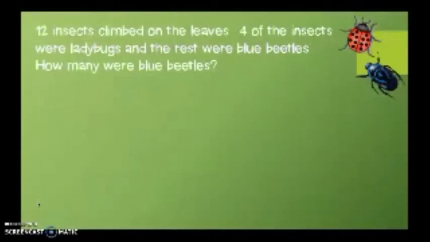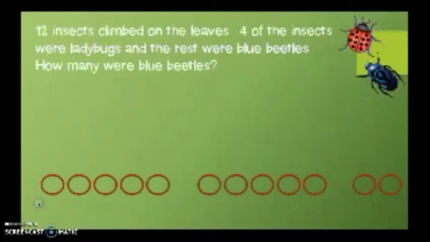All right, so I'm thinking about that math tool to help me figure out what is even my unknown. Let's see, do I know the whole amount, or do I just know the parts? Yeah, it looks like I know the whole amount and one of the parts. Let's go ahead and start drawing and see what we come up with. It says 12 insects climbed on the leaves, and I know that 12 is the whole amount. So I'm going to go ahead and draw 12.